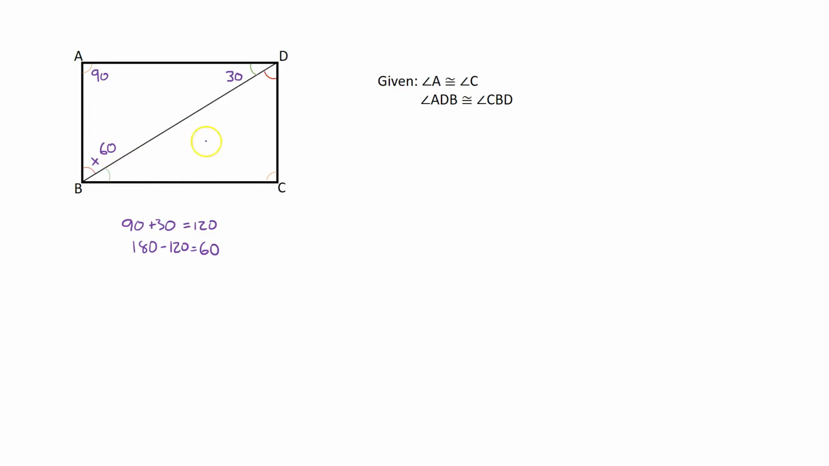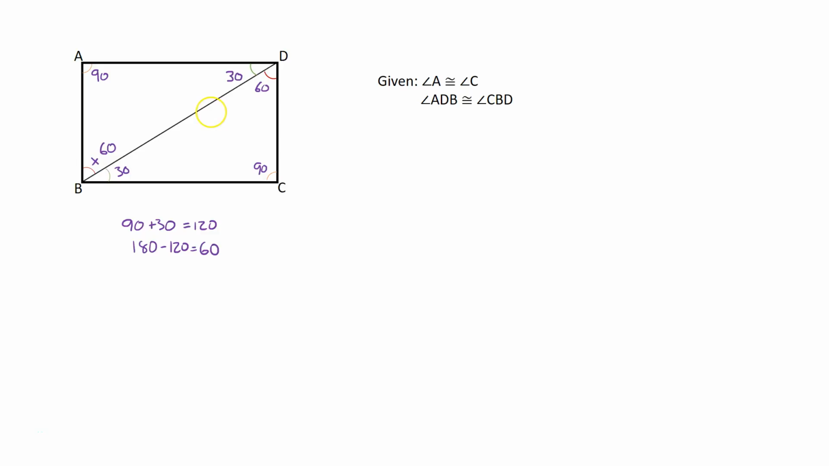And since we know that angle A and C are the same, this one would be 90, and this one would be 30. And again, I'm just making up these numbers for the sake of the example. And the same thing is going to be true here. This one is going to be 60. And so we just showed that the missing angle must be congruent.